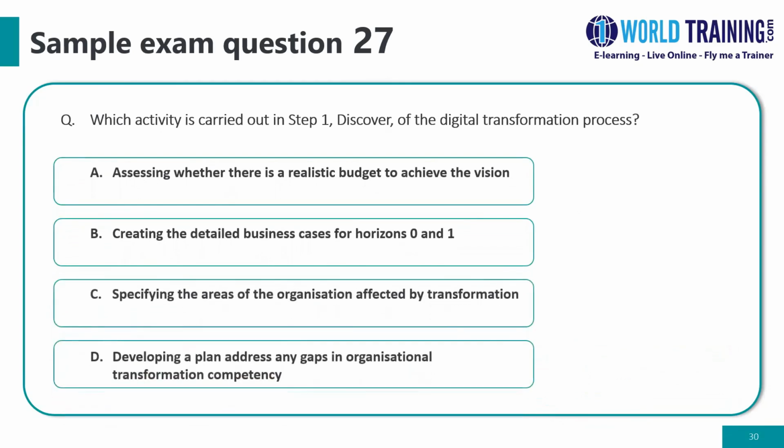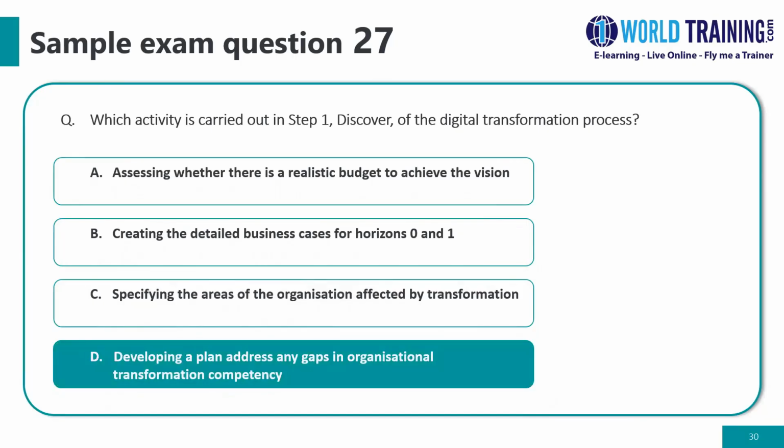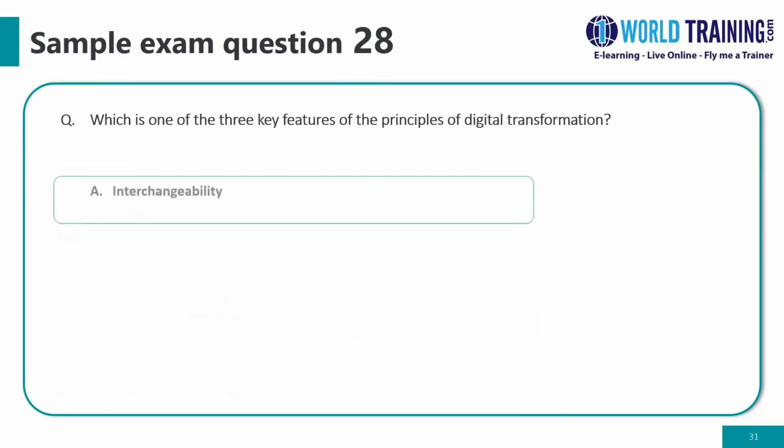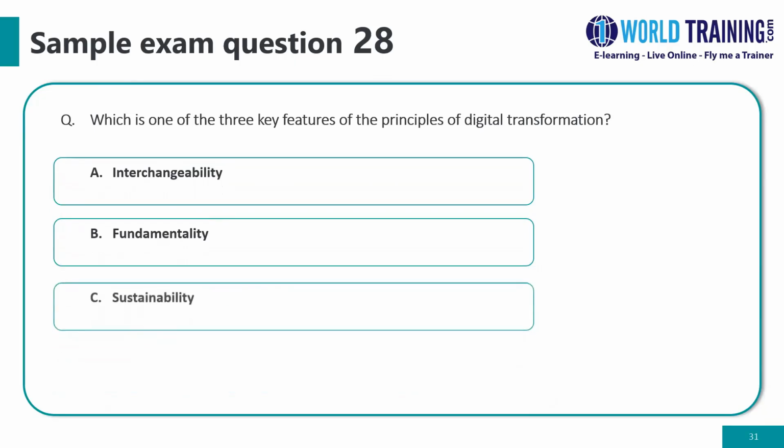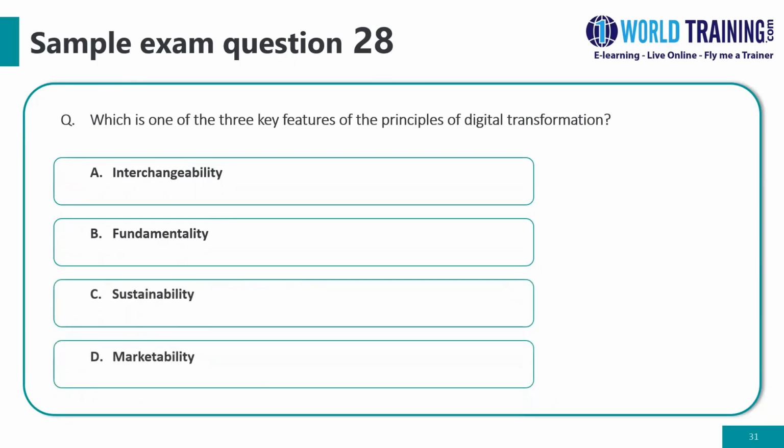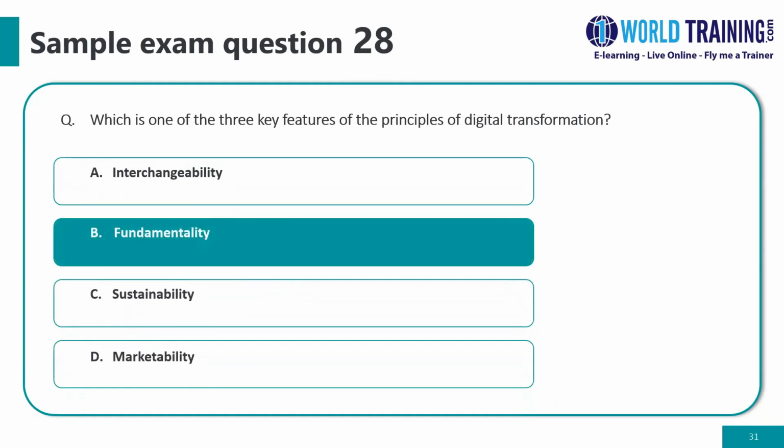27. Which activity is carried out in step 1, discover, of the digital transformation process? The answer is D, developing a plan to address any gaps in organizational transformation competency. Number 28, which is one of the 3 key features of the principles of digital transformation? The answer is B, fundamentality.